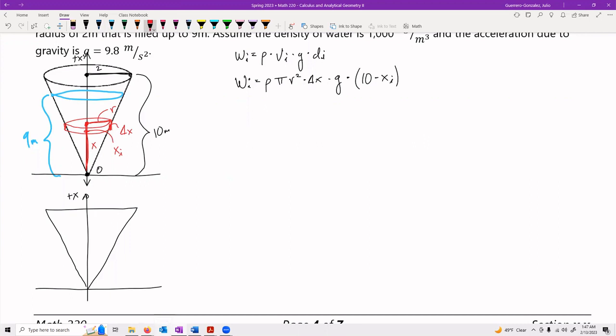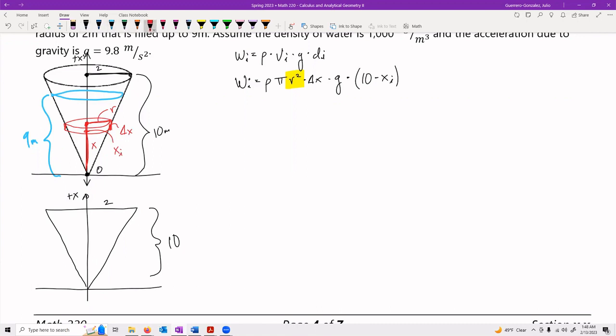Okay, so now everything's great except for this. I need an expression for r. And that's where I'm going to use the secondary triangle. I'm going to use a fact from geometry. Okay, so let me fill in a couple things. We know that this radius is 2. We know that this height from top to bottom is 10, right?